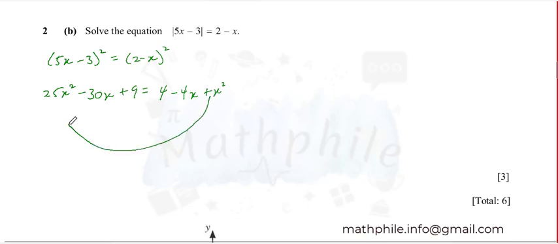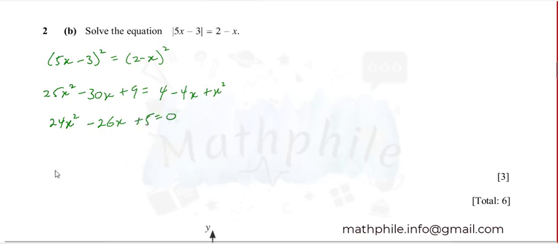And now rearrange everything. That will give you 25 minus 1 x squared. Moving this x squared to the side of the equation, it should be 25x squared minus x squared should give you 24x squared. Now negative 4 moving to the side of the equation will be a positive 4. So negative 30 plus 4 is going to be a negative 26, if my math is correct. So 26. Then 9 minus 4 should be 5. So plus 5 is equal to 0.